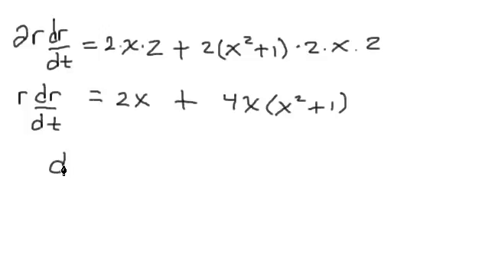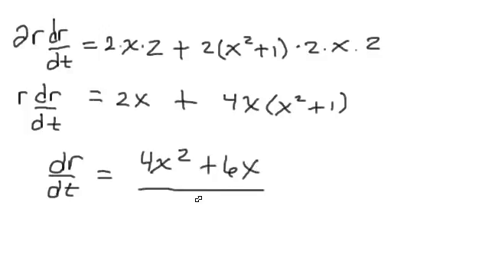And now we have dr over dt is equal to, and you can go ahead and multiply this stuff inside, so that's going to become a 4x cubed plus 4x, and then plus 2x is plus 6x. How's that? And it's all over r.